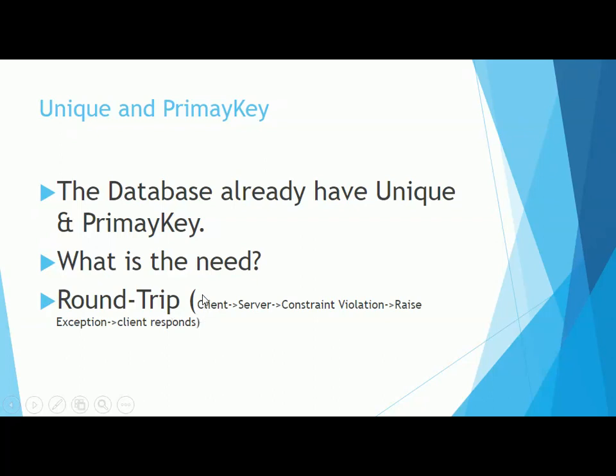So in order to avoid such a round trip, that is data going from the client to the server, and the server identifying that there is a constraint violation and reporting back to the client, it will be good if the client itself finds that there is a constraint violation and takes immediate action in the client itself.